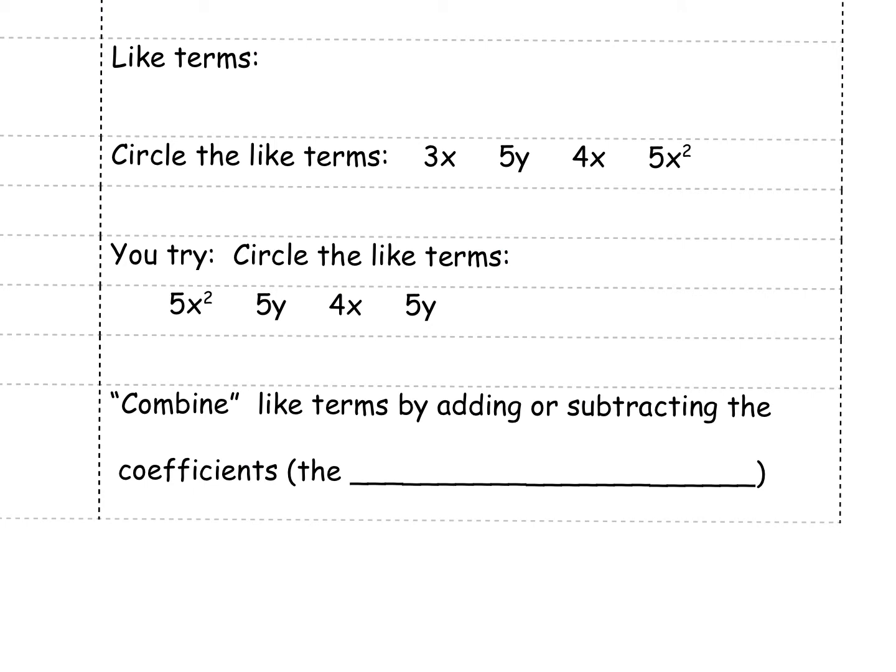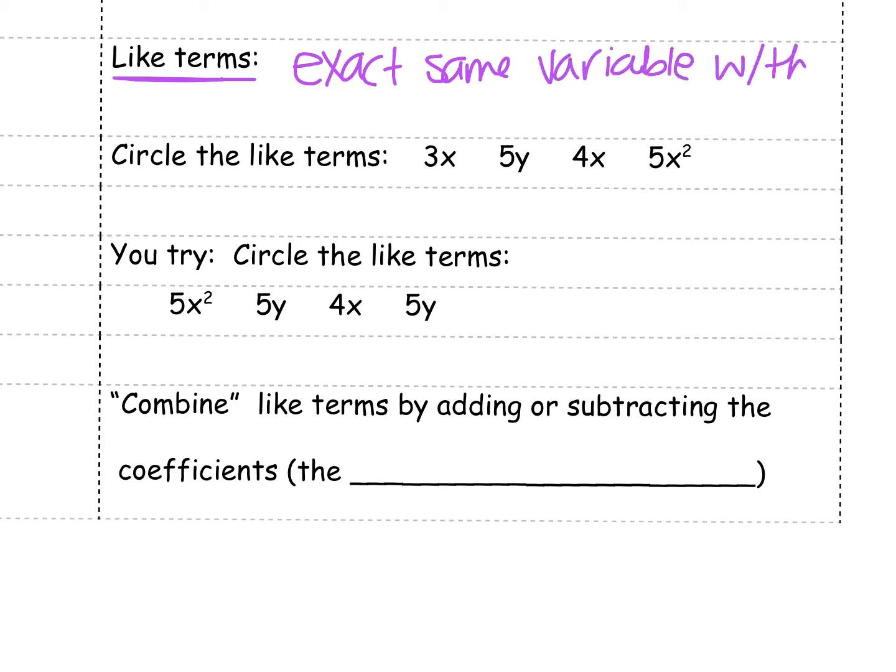When I talk about like terms, which is our vocabulary for today, like terms are the exact same variable with the same power. So they have to be really identical. Like terms could also be just numbers and other numbers. Anything that's exactly the same can be put together.